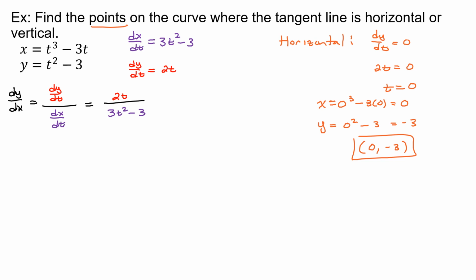To do vertical, that's where my dx/dt is equal to 0.